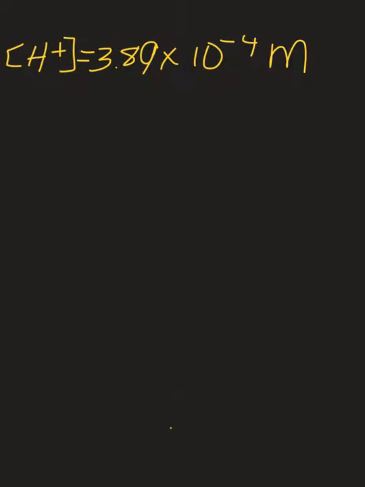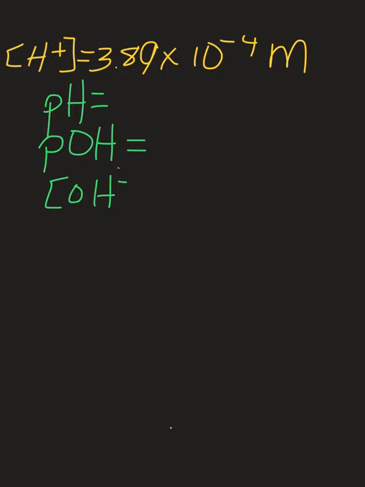Okay, so let's say the problem gives you the hydrogen ion concentration, 3.89 times 10 to the negative 4 molar. And we have to figure out everything. We have to figure out the pH. We have to figure out the pOH. And we have to figure out hydroxide ion concentration. So let's work on pH first, okay?